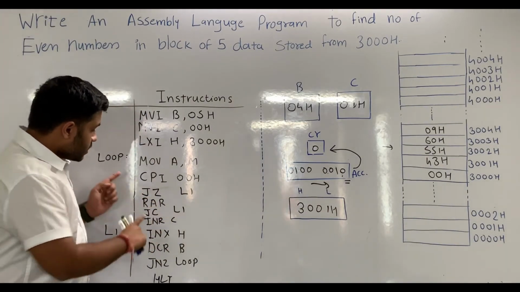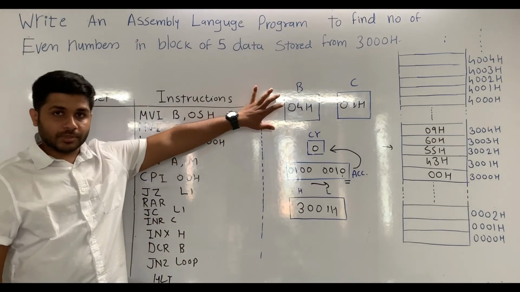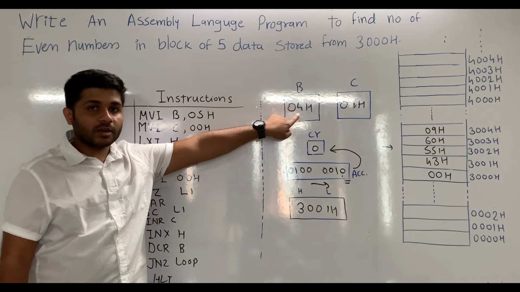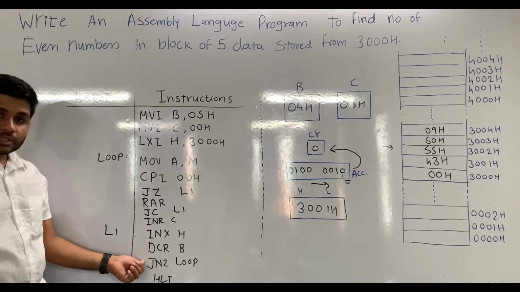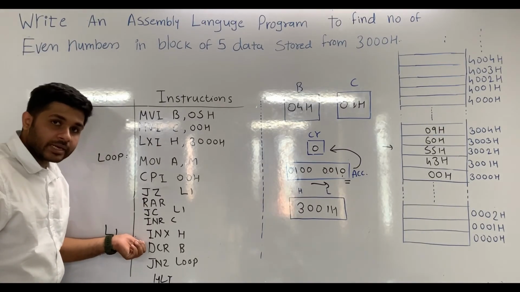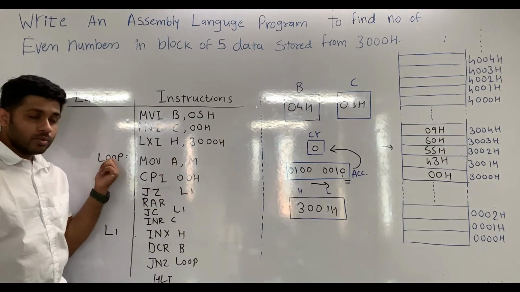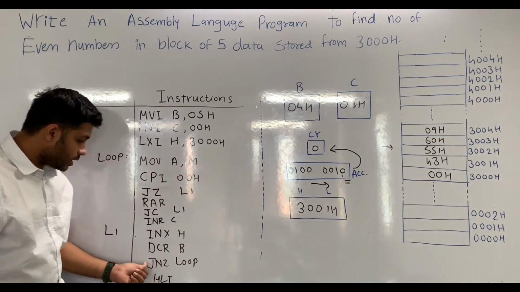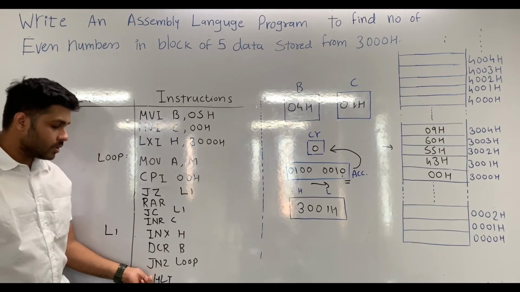Pay attention, how many times will this loop be executed? 5 times. This loop will be executed until the value of B becomes 0, because you can see that after the DCR B we have used jump not zero to loop. It means after decrementing, if the content of B is not 0, then we will jump to loop. If after decrementing the content of B becomes 0, it means we are not going to jump to loop. So in that case the program will be stopped.